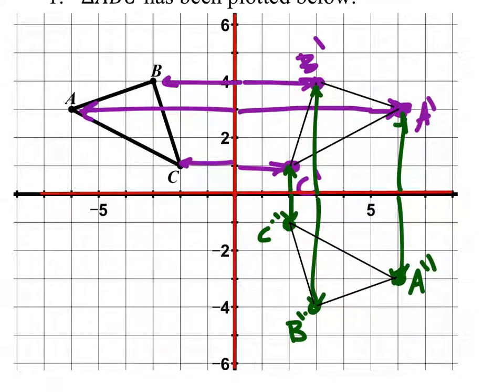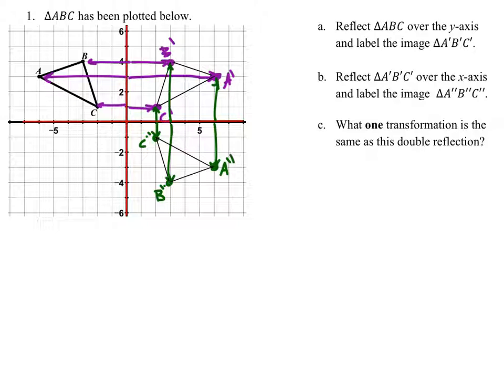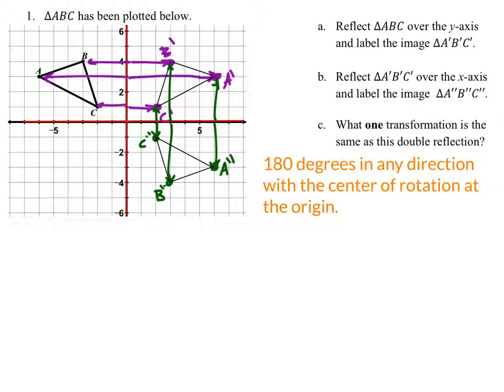So we reflected this over the y-axis and then over the x-axis, and this is what we got with our first image and then our second image with the double primeness. So what one transformation is the same as this double reflection? A couple of them. A rotation would work. How much of a rotation? 180 degrees. In which direction? Doesn't matter. That's right. 180 degrees in any direction with the center of rotation at the origin. Now, what else could have worked is we could have reflected this over the line y equals x as well, which we've seen before.